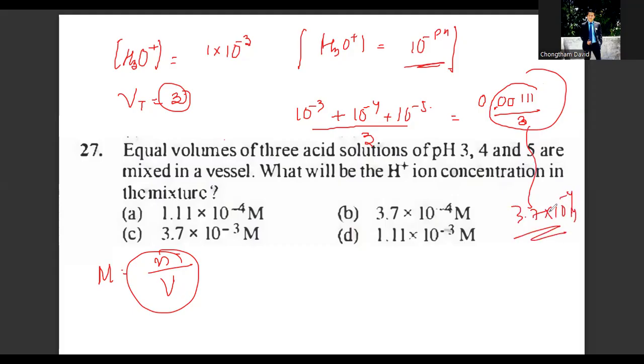So question number 27, option would be B. 3.7 × 10 to the power minus 3 molar concentration is the answer for question number 27.